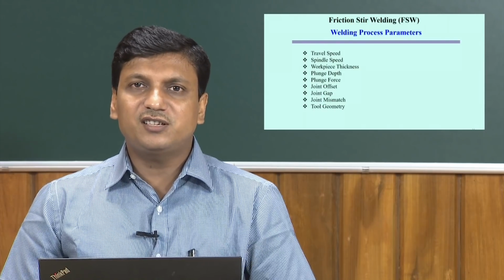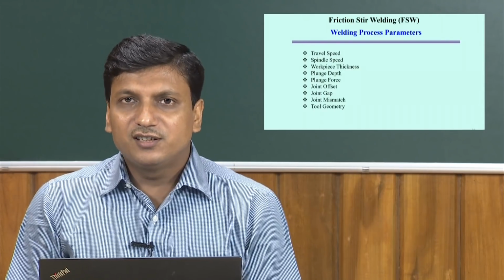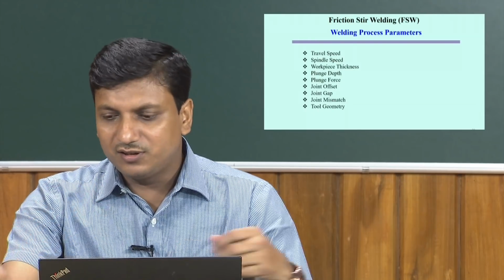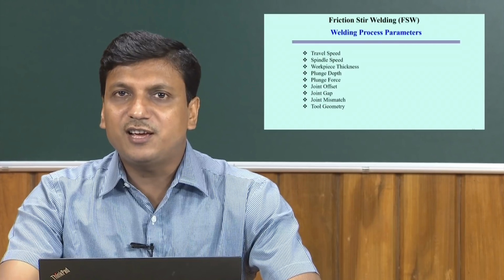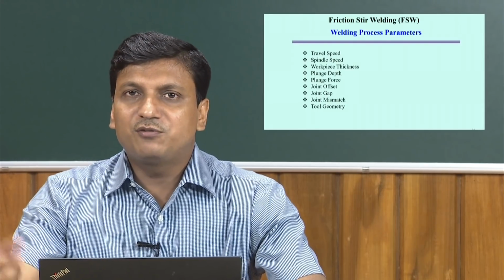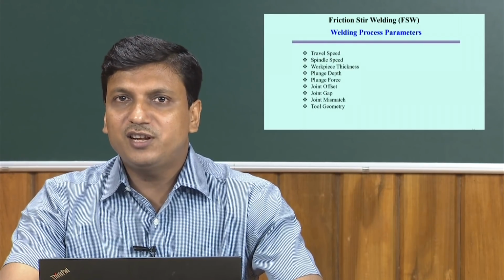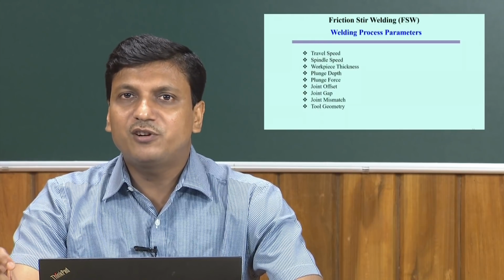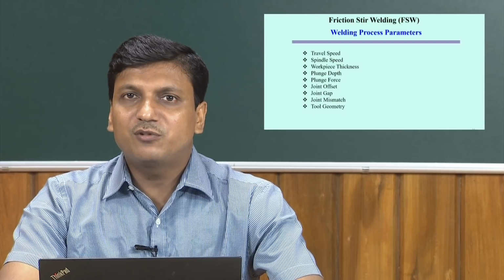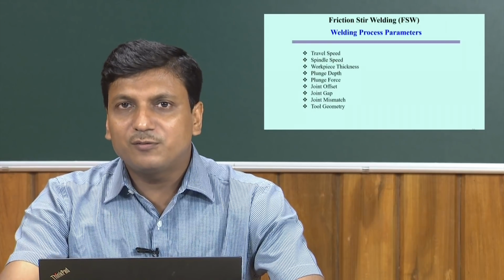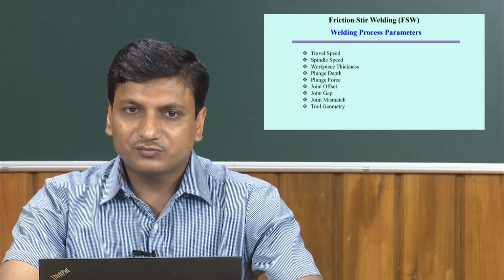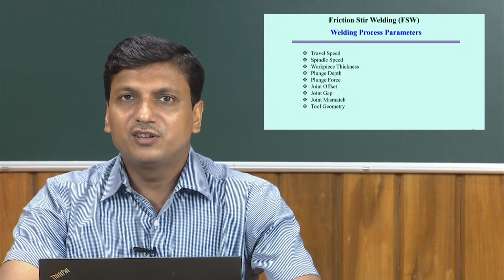So, it is necessary to optimize the geometry as well as the length of the pin. Pin length has certain limitations. Therefore, if there is a limitation on the pin length, accordingly there is some limitation on the workpiece thickness. Up to that point, we can do the welding of the two materials by FSW successfully. Second is the plunge depth.